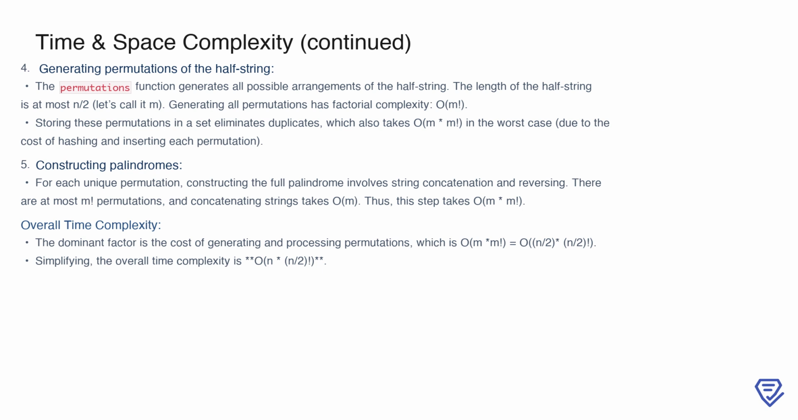After generating unique permutations, we construct full palindromes by concatenating each permutation with its reverse. With up to m! unique permutations and each concatenation taking O(m) time, this step also results in O(m!·m). Combining all these, the overall time complexity is dominated by the permutation generation and processing step, which simplifies to O((n/2)!·n/2).